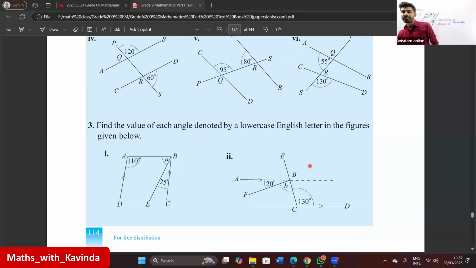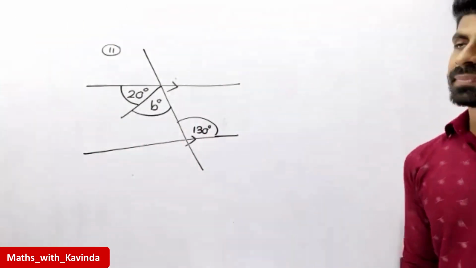Question number 2. So you can see this one, question number 2. The angles are 130, 20 and B. So you can take alternate angles here.